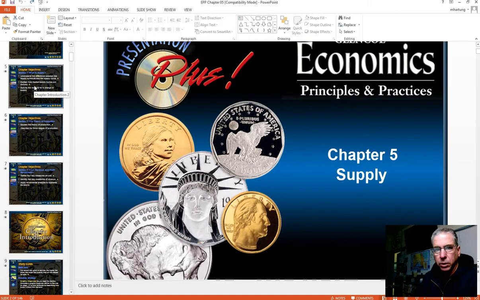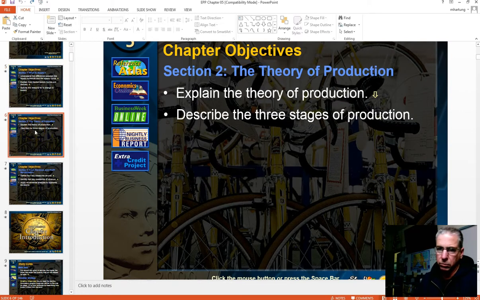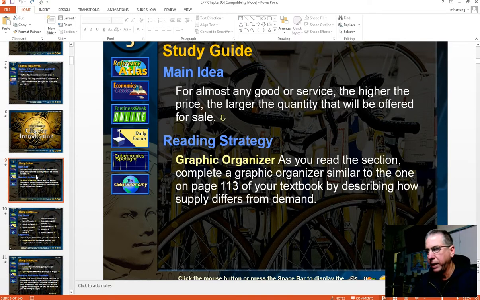So, supply. What are our objectives right here? We want to understand the difference between the supply schedule and the supply curve, explain how market curves are derived, specify the reasons for a change in supply. All right, so our main idea is this.